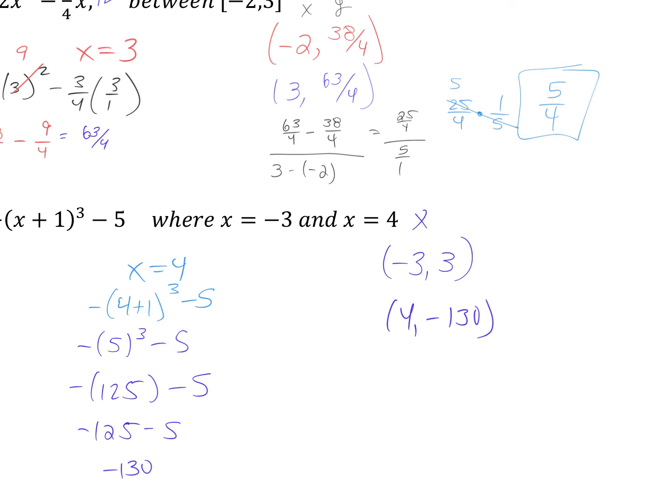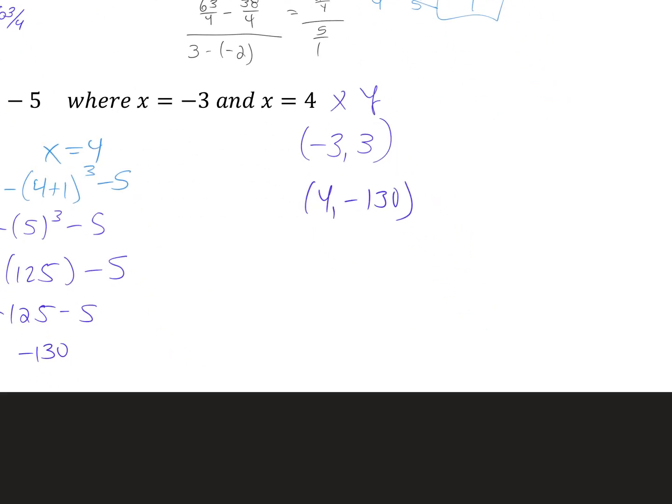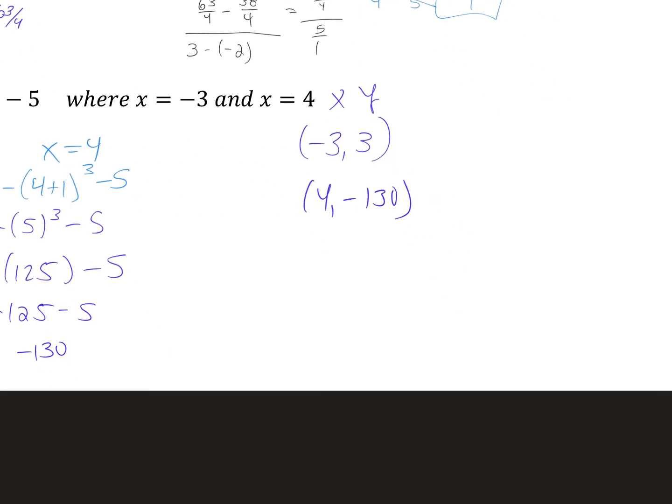Here's my x value. Here's my y values. Average rate of change. Your y is on top. Can I say 3 minus a negative 130? Sure. 3 minus negative 130. If I use 3 on top in the numerator, what do I need to start with in the denominator? Yep, negative 3 minus 4.